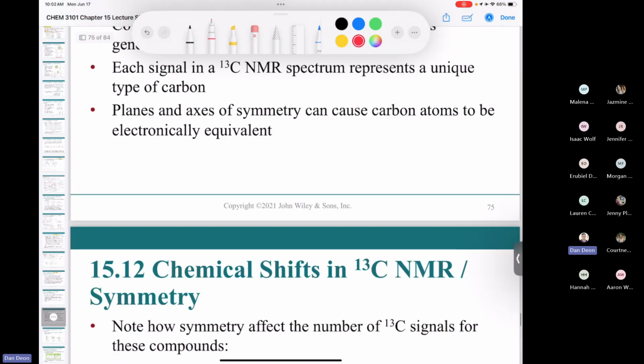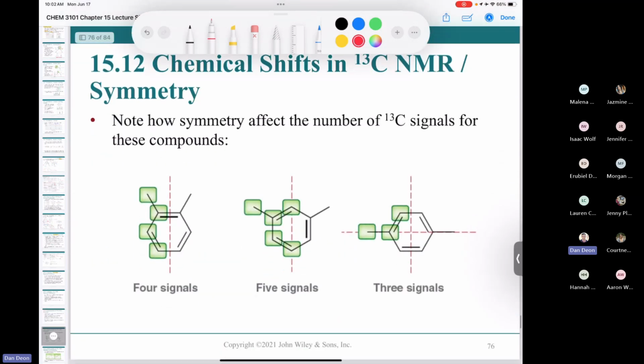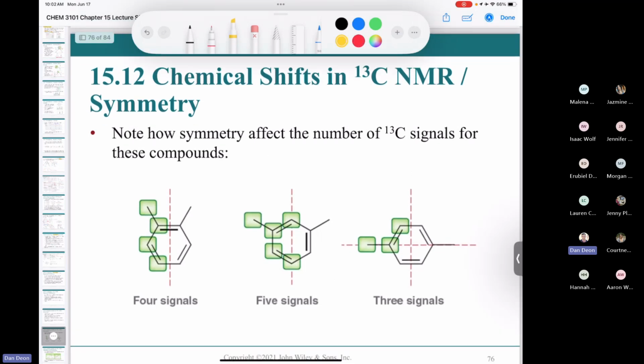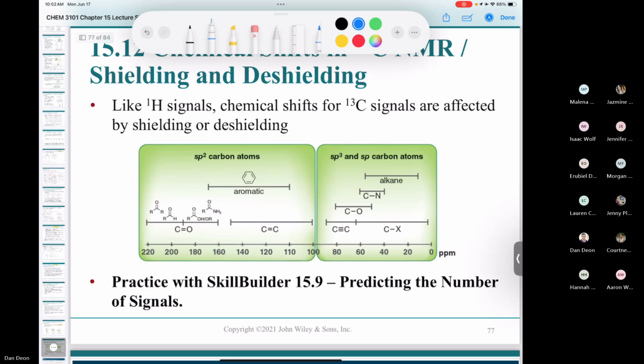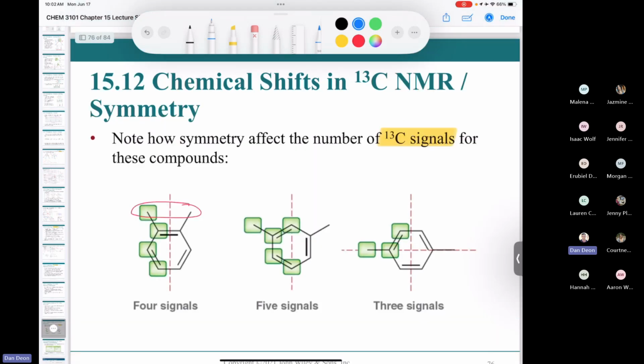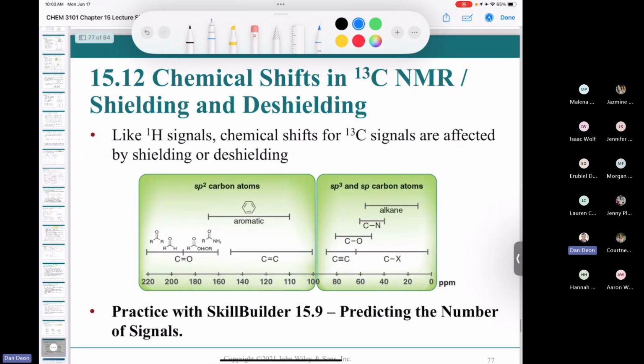And so they're going to have the same chemical shift. So if you look at these three compounds here, now remember, we're not talking about proton. We've moved on from proton. We're talking about carbon-13. If you look at the compound on the left, you see a total of what? 1, 2, 3, 4 different signals. If you look at the one in the middle, you have 5 signals. And if you look at the one on the far right, you have 3 signals. So symmetry works the same way.